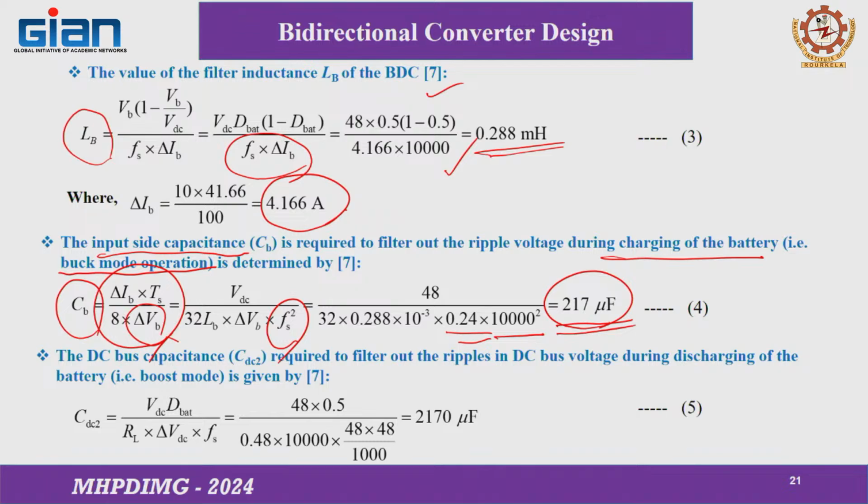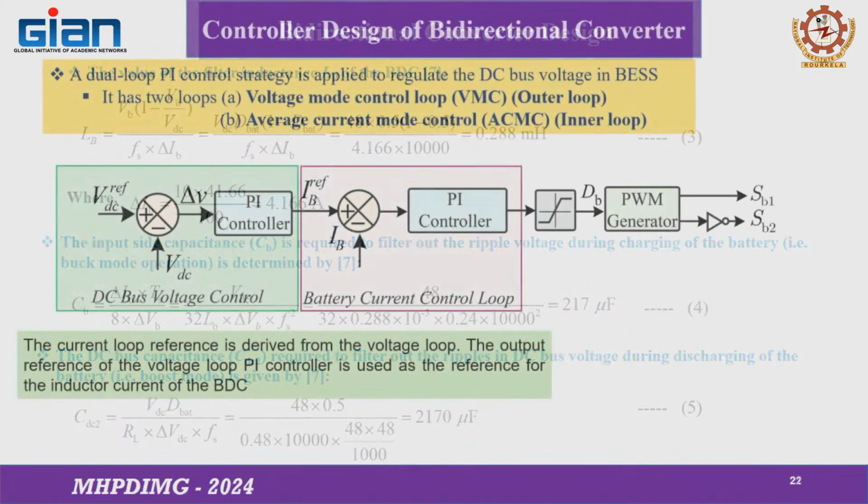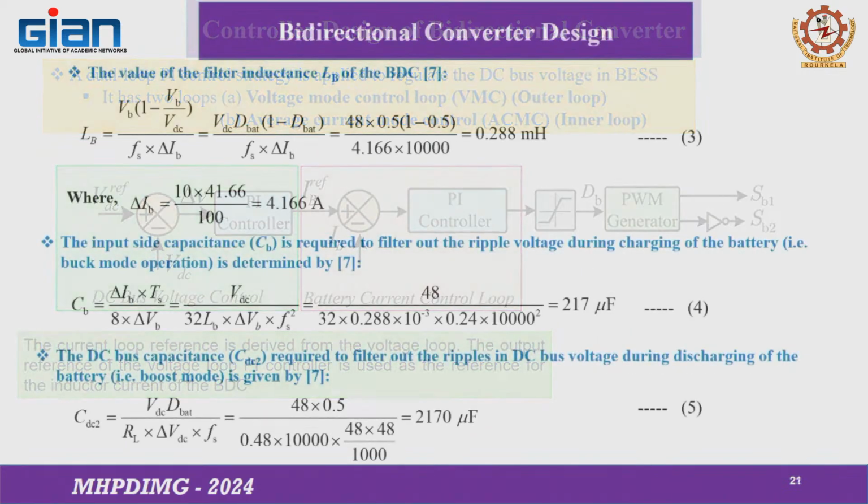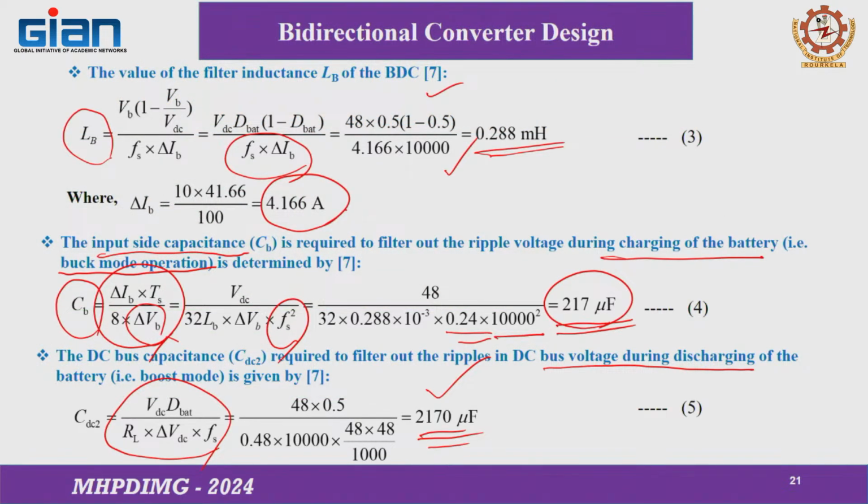Correspondingly, when calculating the output capacitance value, we can do it during the battery discharging mode, and this is the corresponding formula. The output capacitance value is calculated to be 2170 microfarad, nearly 2200. The standard capacitance in the market is 2200 microfarad. So, these are all the filter parameters we have calculated.